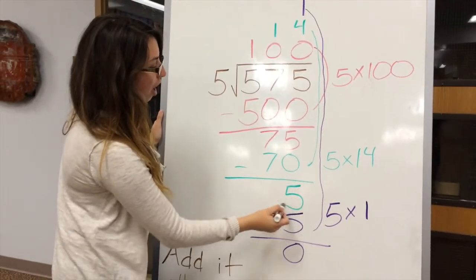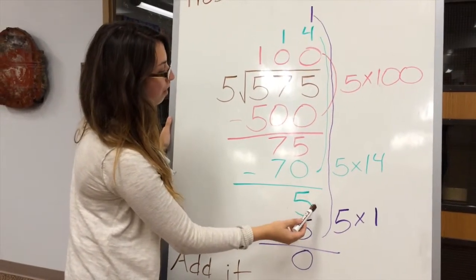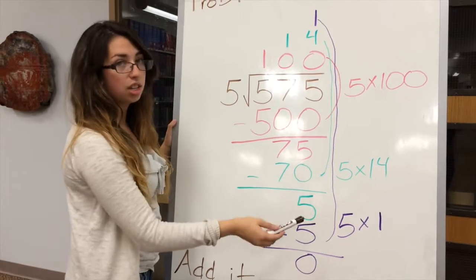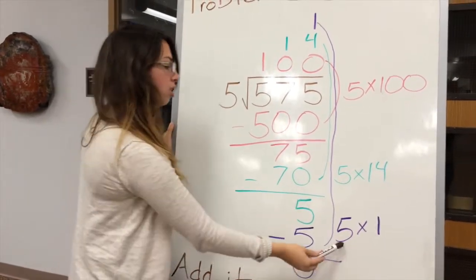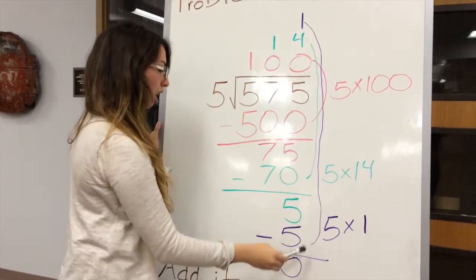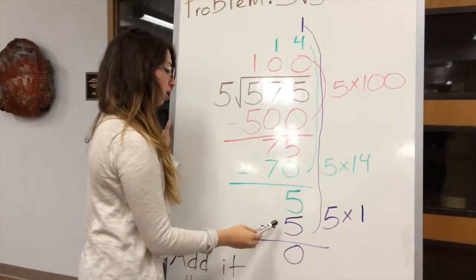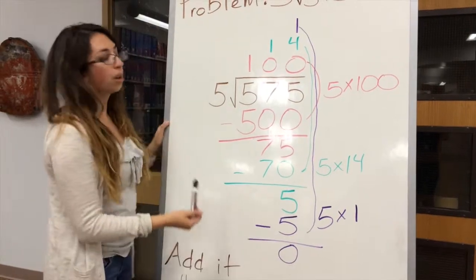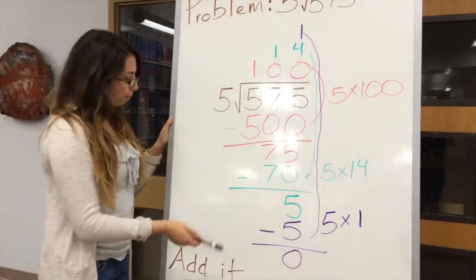With the 5 left over, we need to figure out how many 5s are in 5. Obviously there's only one 5 in 5. So 5 times 1 equals 5, with a 1 up here and a 5 down here. 5 minus 5 equals 0. So we are left with no remainder.